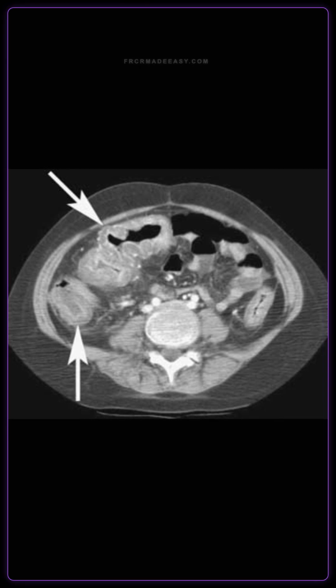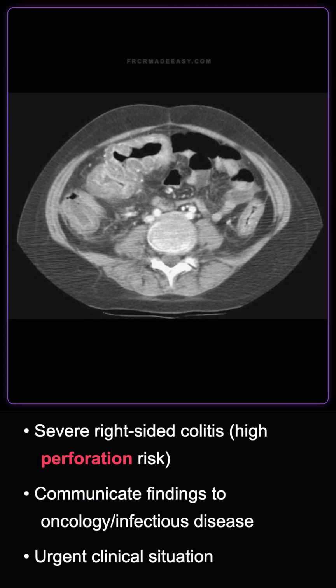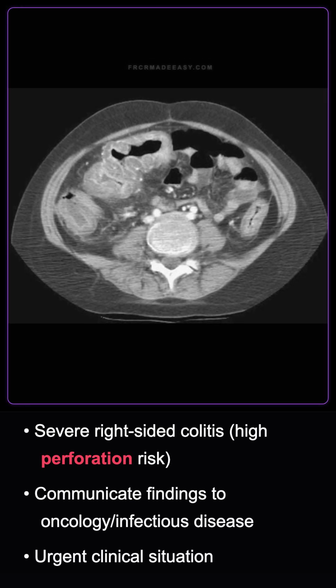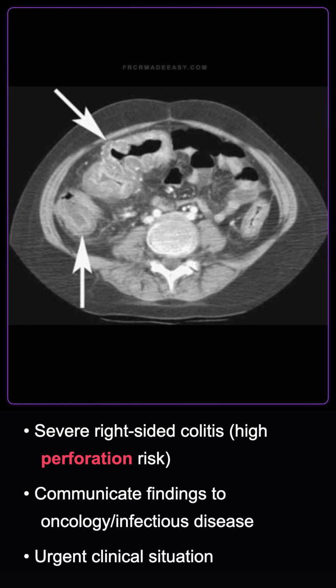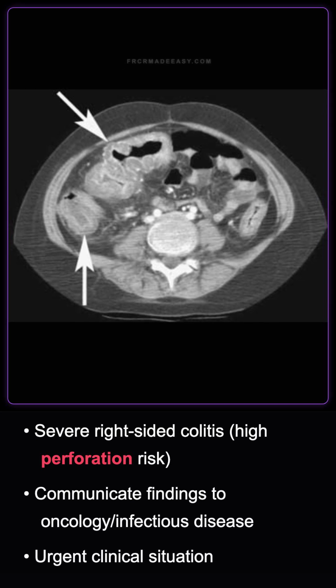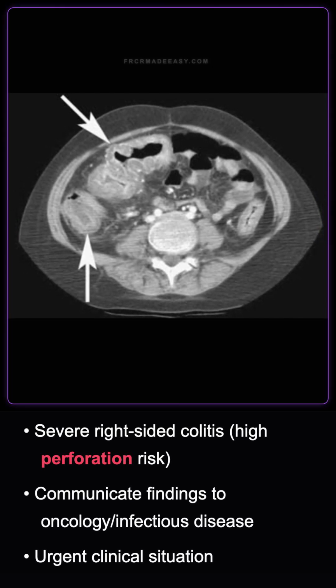How would you initially manage this patient as a radiologist? Well, this is a precarious clinical situation. I would urgently communicate the findings of severe right-sided colitis to the primary oncology and infectious disease teams, emphasizing the high risk of impending perforation.